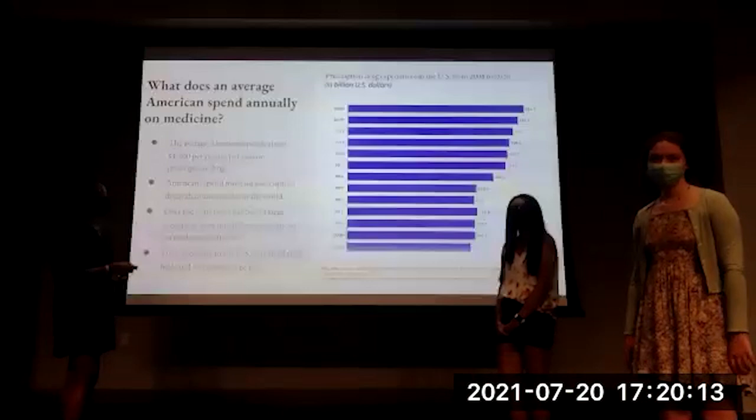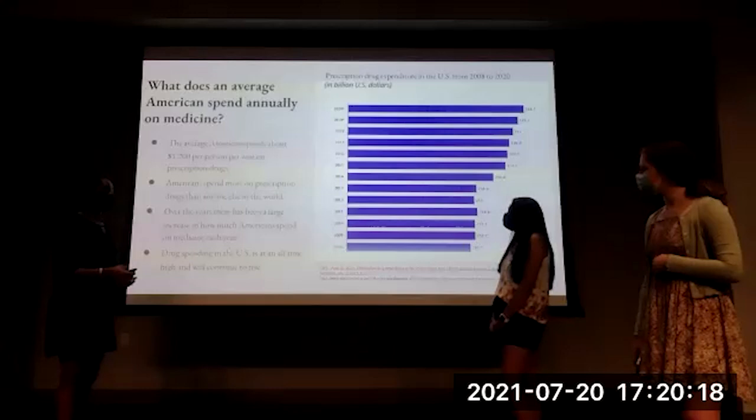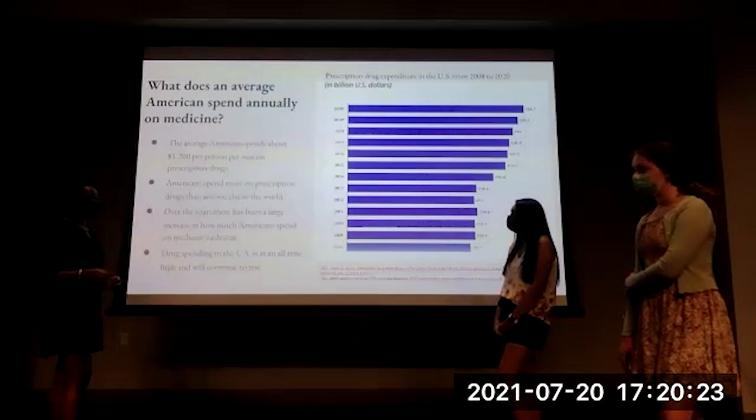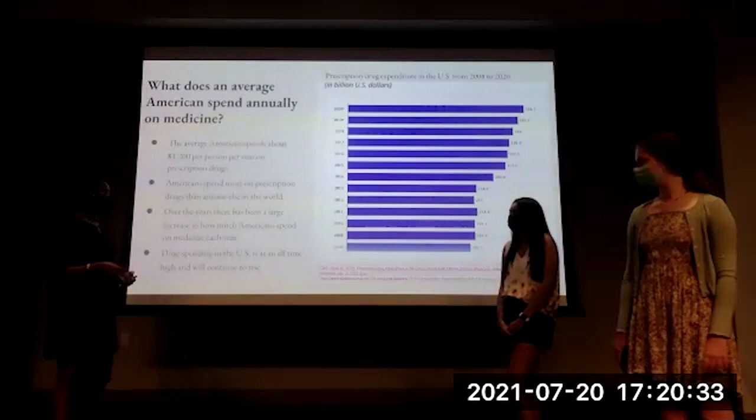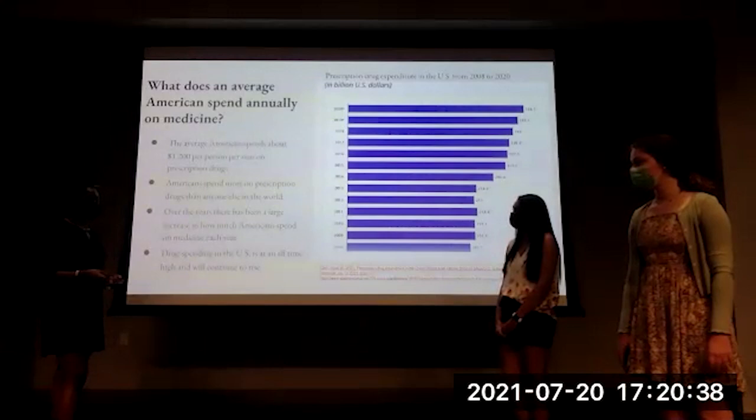The U.S. alone spent over $300 billion on medication last year in 2020. And Americans spend more on prescription drugs than anyone else in the world. The average American spends about $1,200 per person per year on prescription drugs. Over the years, there has been a large increase in how much Americans spend on medicine each year, and drug spending in the U.S. is at an all-time high right now and will continue to rise.